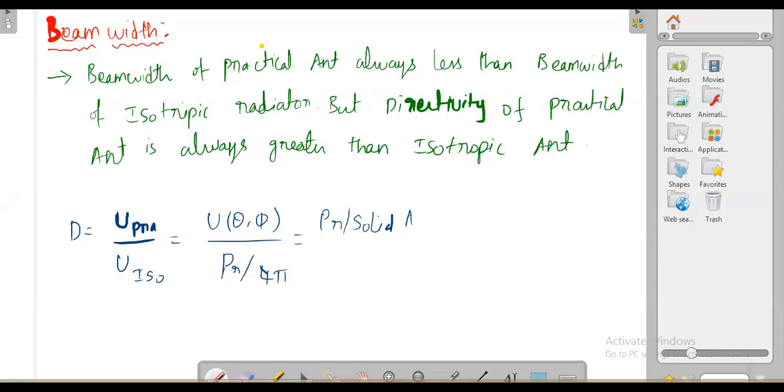And you know one thing, the radiation intensity is a function of angle theta comma phi. But for an isotropic radiator, it is independent of angle because it radiates uniformly in all directions. What is another definition of radiation intensity? Radiation intensity means power radiated per unit solid angle. We know the solid angle in the isotropic case is simply 4 pi. So power radiated divided by 4 pi.